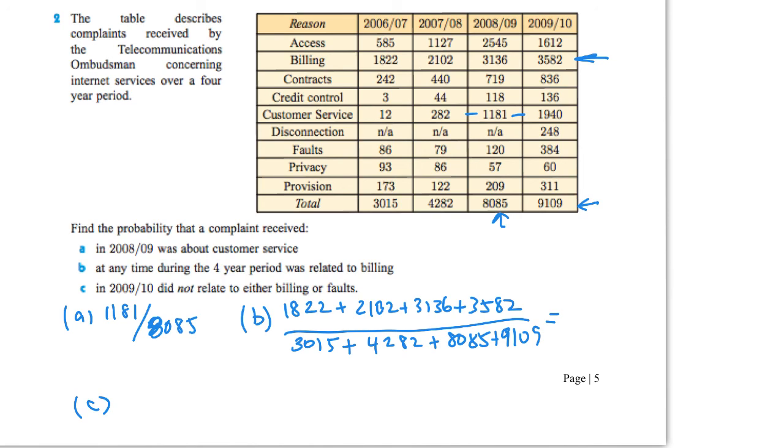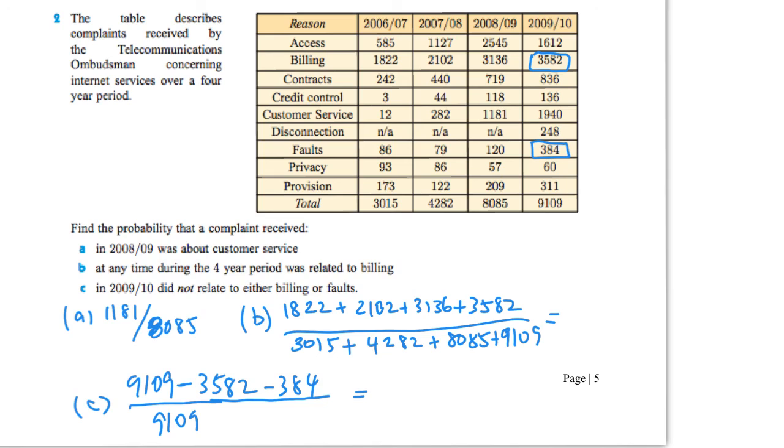Part C, if I'm in the year 2009-10, let me erase the marks I have so far. So 2009-10, not relating to billing or faults. Not billing, so not this, not this. Okay, so that means 9,109 total complaints, and then the numerator would be not, so I'll just find that by subtracting from the total. Okay, so whatever that works out to, I don't have the final answer on that one either. Okay, 9A is done.